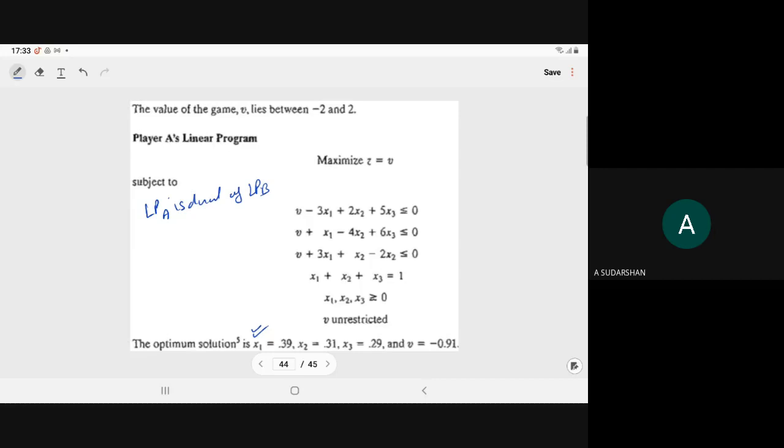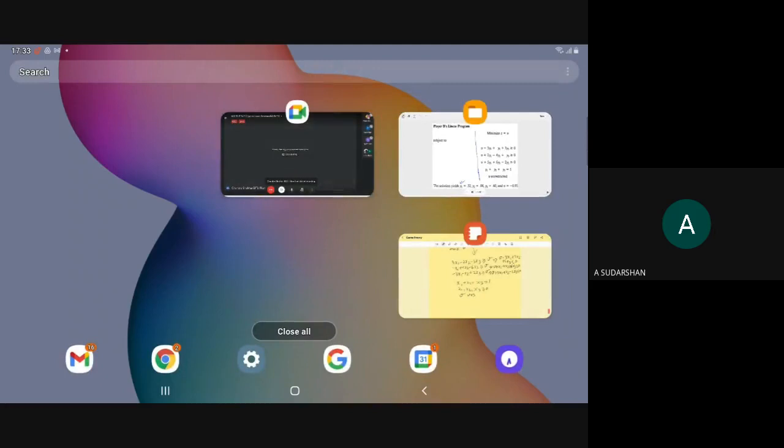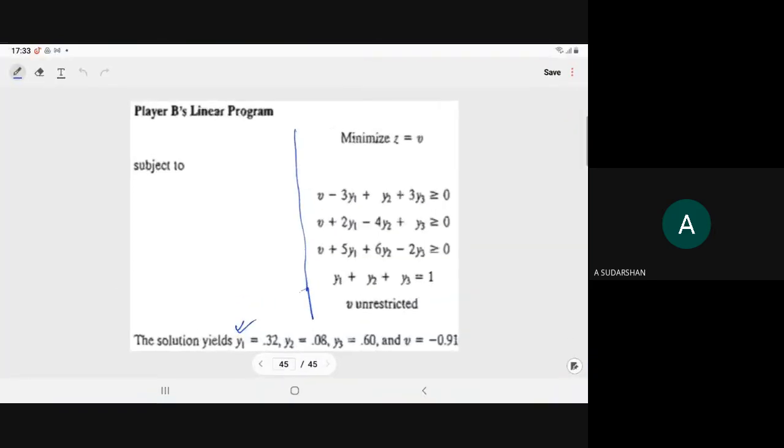Clear? Is there any doubt? Anything you want to ask here?